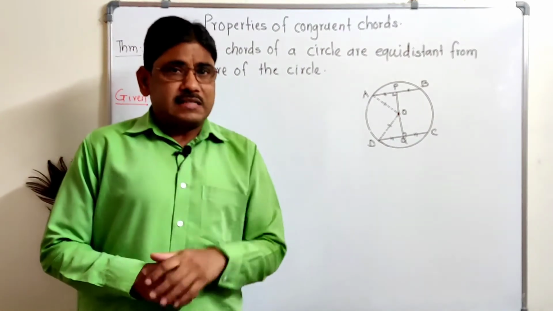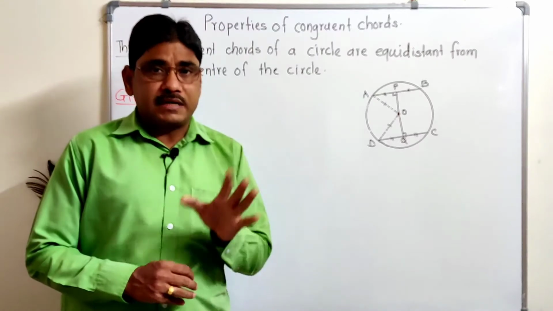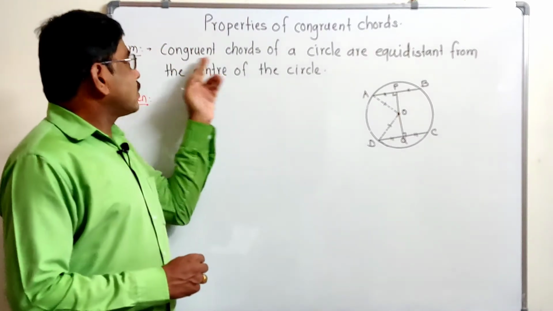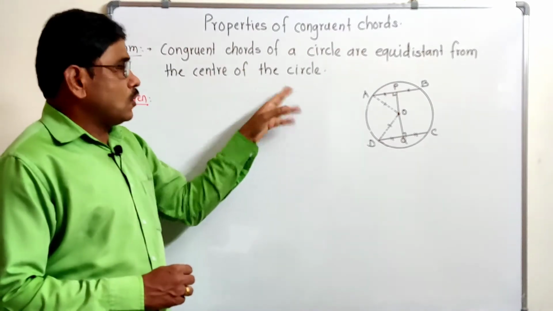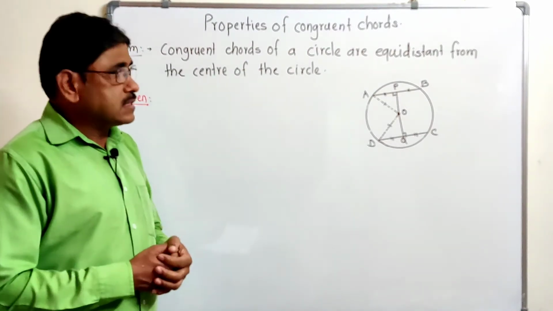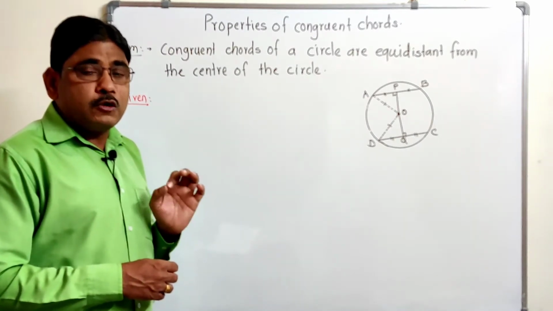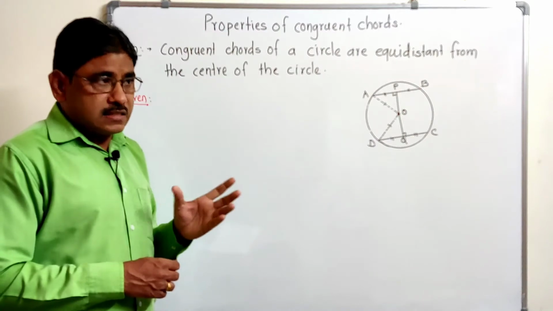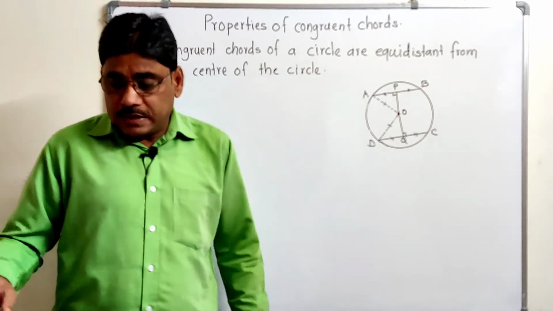So two properties are there, but one property is omitted from your syllabus and only one property is there. Congruent chords of a circle are equidistant from the center of the circle. In a circle or in congruent circles, if two chords are congruent, then those chords are at an equal distance from centers. That is our theorem. So let us see how to prove that property.